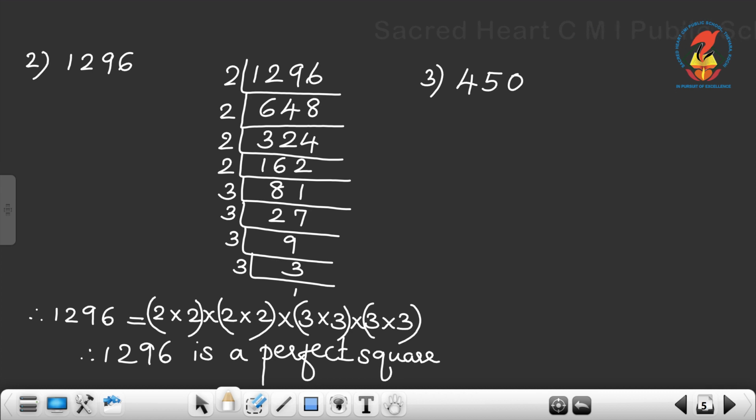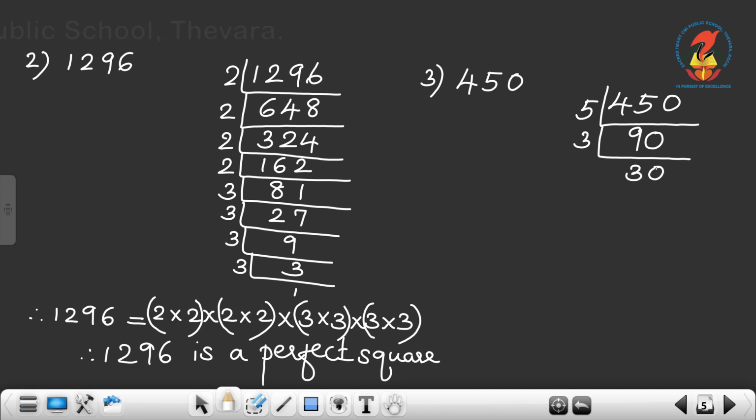Now next, 450. So we can start with which prime number? 5. Then 5 9s are 45, 0. Then again we can do with the 3, 30. Then with the 3, 10. Then we can do with the 2, 2 5s are 10. Again the 5, 1.